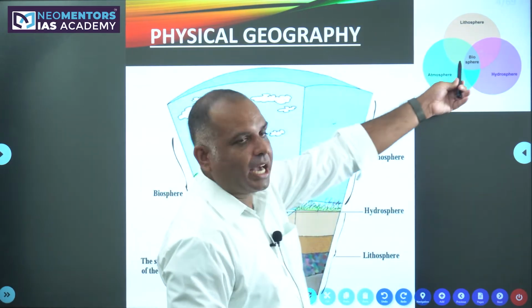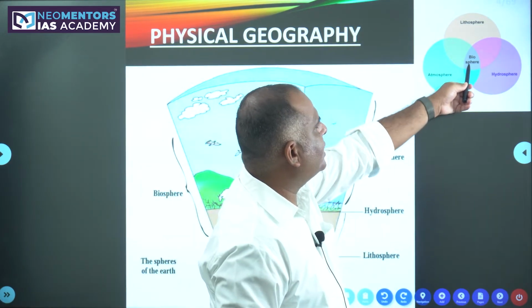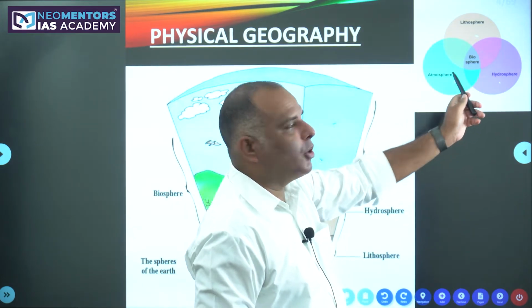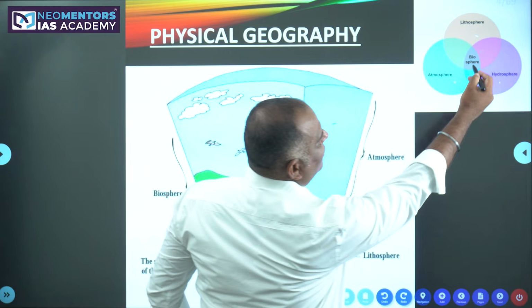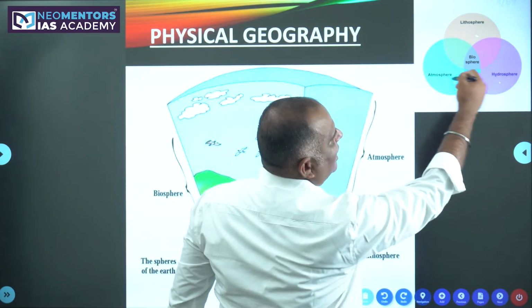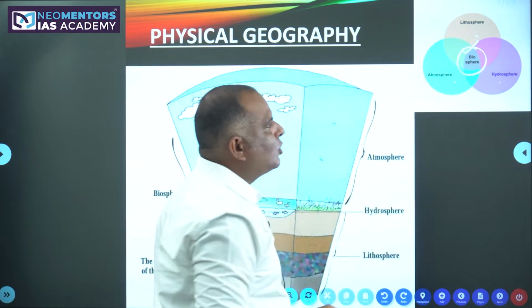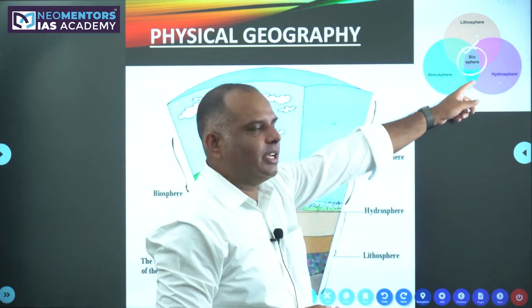If you see this particular diagram, I am saying the biosphere interacts with the lithosphere, hydrosphere, and atmosphere. That means it is in a layer of intersection of all of these three circles. So it is very much important to have an understanding of the biosphere.